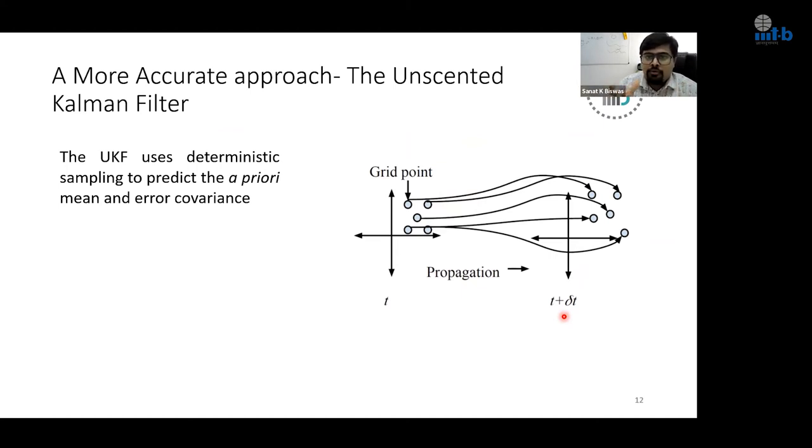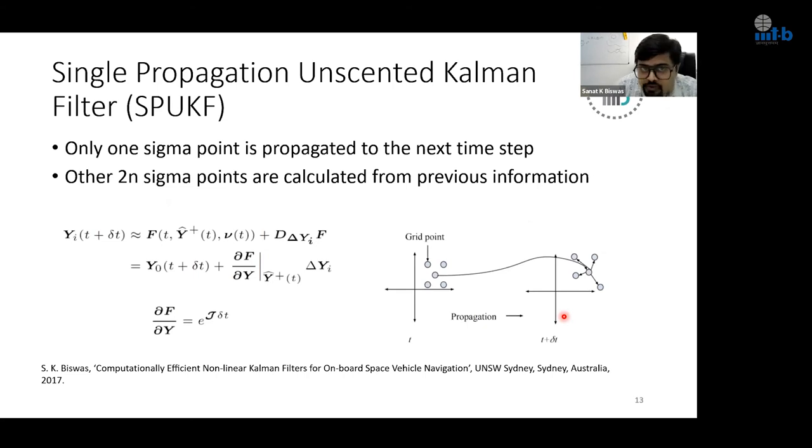What is happening? We could try to solve the drawbacks that we had in the extended Kalman filter for highly nonlinear applications. However, then we are facing some new problems, right? It's slow. What to do? One solution could be, I do not know, there could be other solutions as well. One solution that came up is called the single propagation unscented Kalman filter, or SPUKF, and by the name you can understand that it's one propagation only, not multiple propagations.